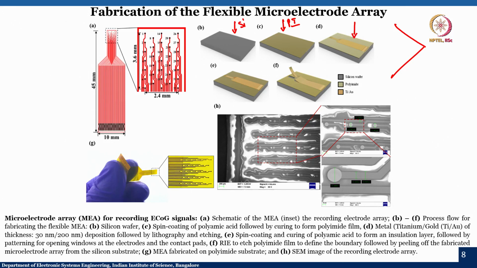Now, how can we do that? We all know, right? I will just draw for you so that it becomes easier. So, we have a silicon wafer. On the silicon wafer, we have PI polyimide. On that, we have your chrome gold.